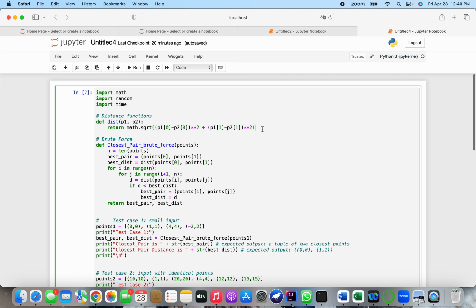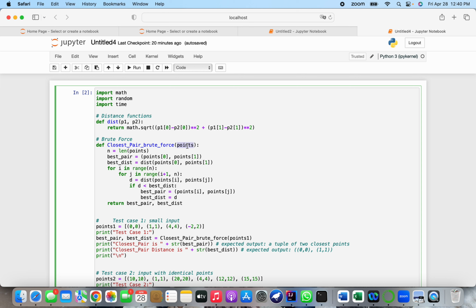So this is where we will find the distance of 2 points using the Euclidean distance formula. In math, we simply have a library with a method called square root. From that we can simply use the 2 points and get the distance using this command.